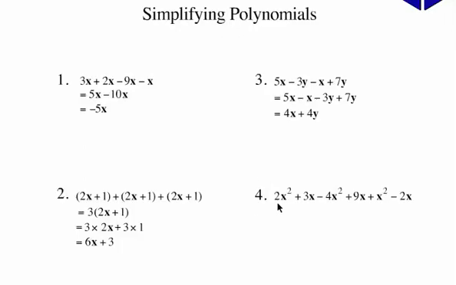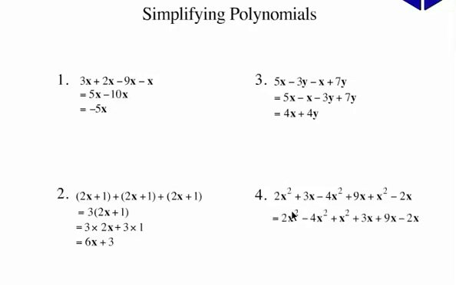Number 4, 2x squared plus 3x minus 4x squared plus 9x plus x squared minus 2x. So here we have 2 different groups of like terms. We have x squareds, which can only be added together with x squareds, and we have x's, which can only be added to x's.